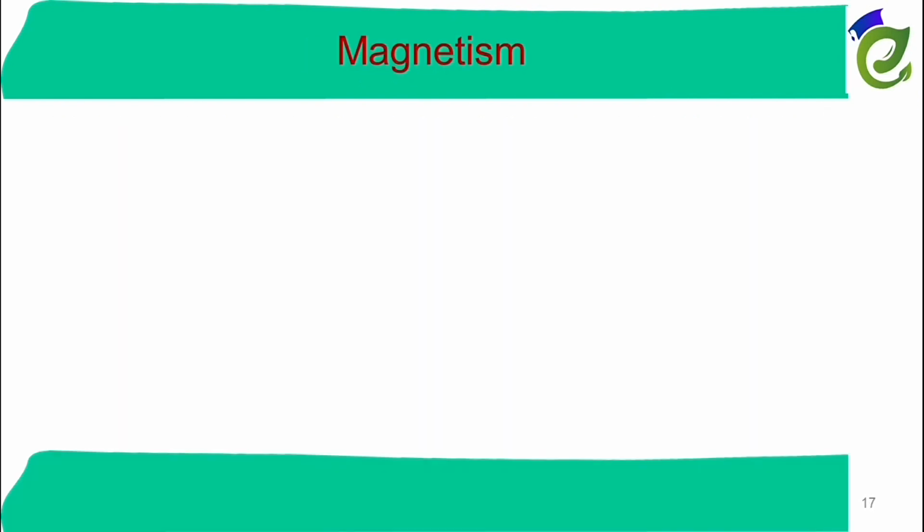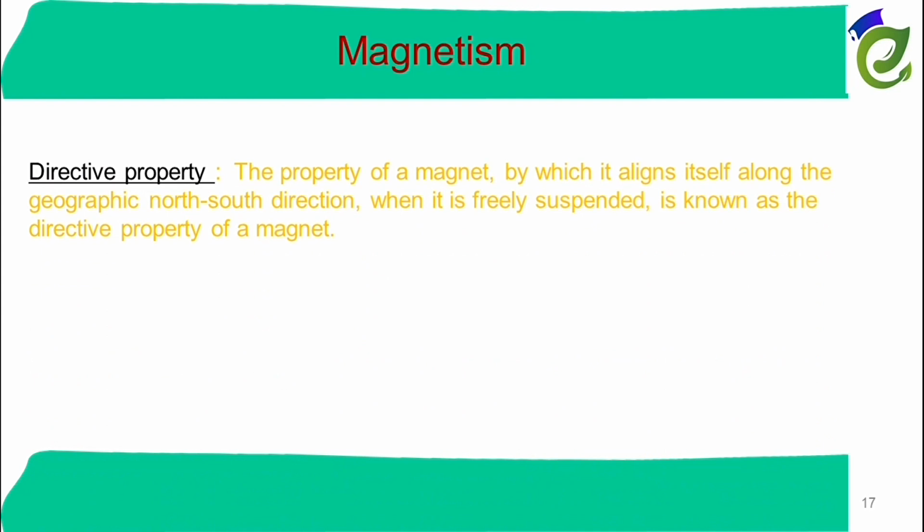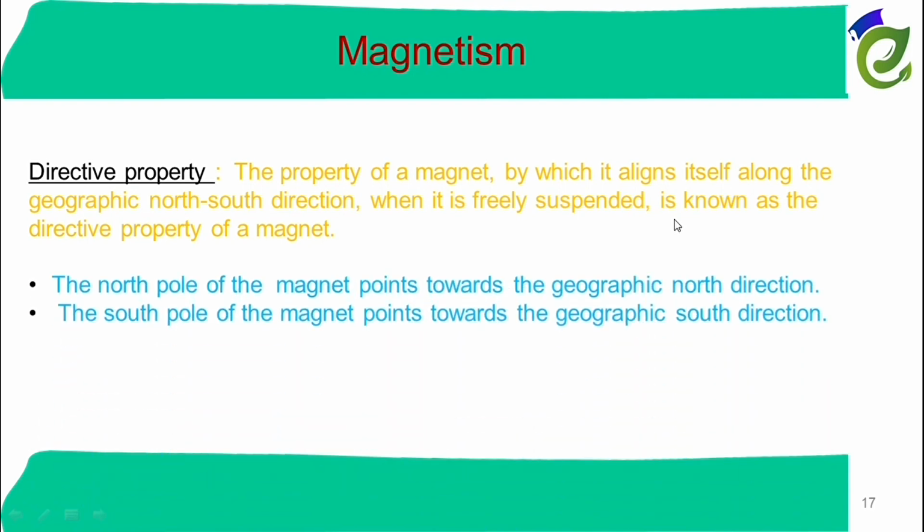And now the third property is directive property. So what is directive property? When you suspend a magnet freely, it places itself in such a way that it points towards the geographical north-south direction of the earth. This is known as directive property. It means the north pole of the magnet points towards the geographical north direction and the south pole of the magnet points towards the geographical south direction. So this is known as directive property.